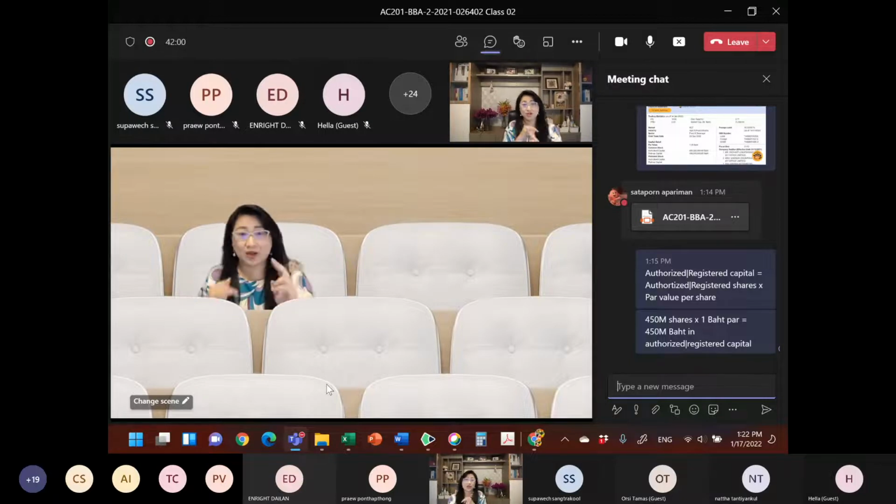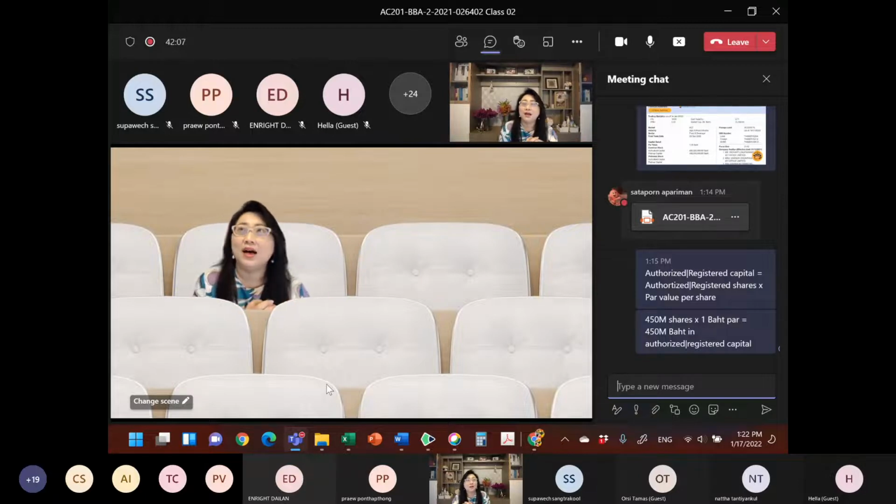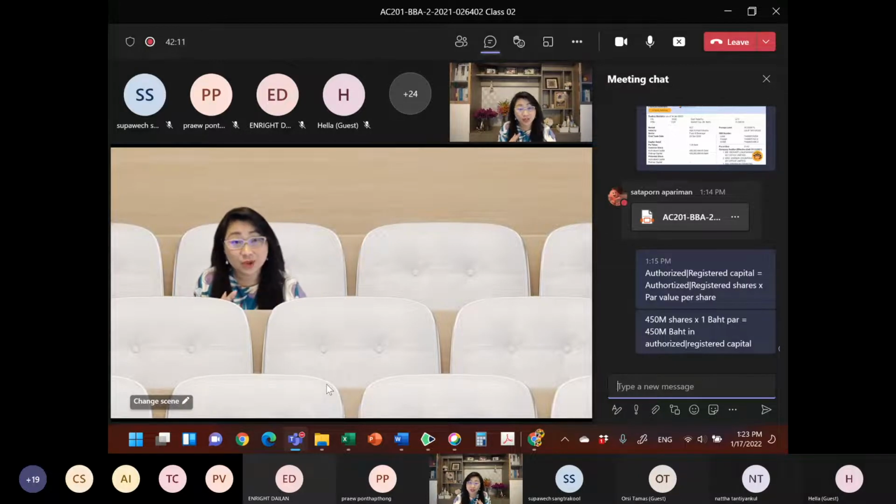So we have this registered capital, we have the market capitalization, which is the market price of the share in the market, multiplied by the number of shares, of course. And also we can look at the revenue size, we can look at the profit size, we can look at the asset size as well, right?